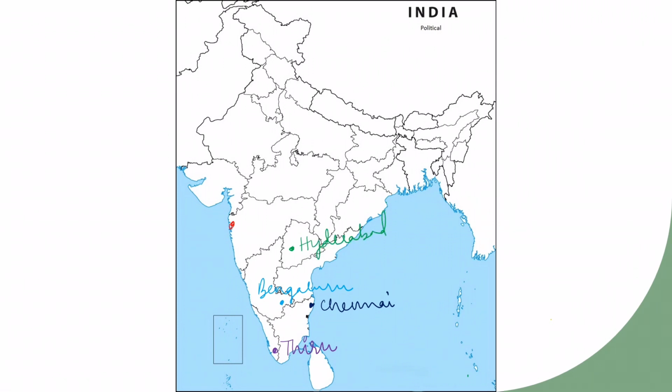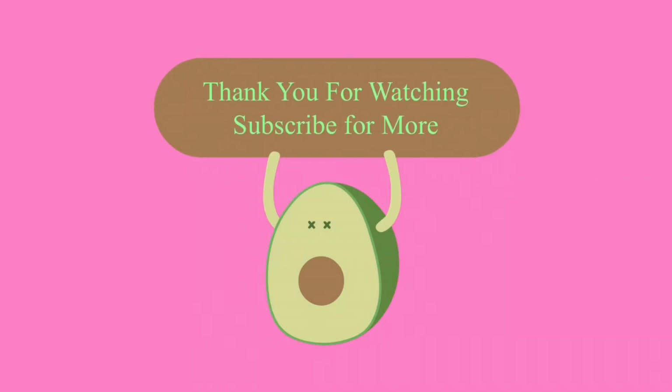Then moving upwards, we have Mumbai, a city in Maharashtra, which lies here. Then we have Pune, which is not a coastal city and lies below Mumbai. So mark it somewhere over here. Then again we have Noida in the north, which is a city in Uttar Pradesh and almost next to Delhi. So this is Noida.